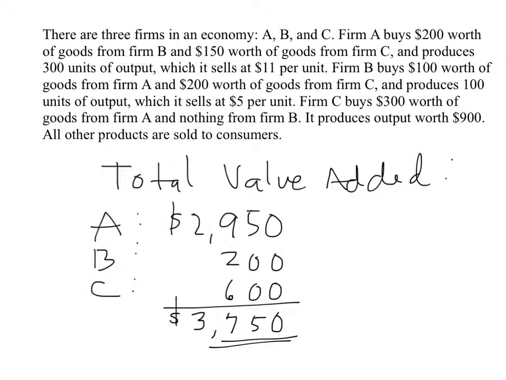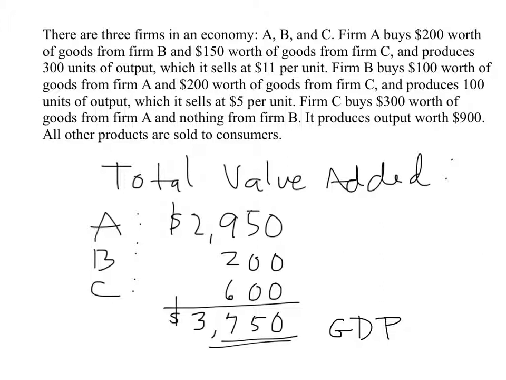So our final step is to compute the total GDP for this economy. So remember, there are just 3 firms in this economy, A, B, and C. So we're going to add the total value added from A, 2950, value added from B, 200, and value added from Firm C, 600, and we come up with $3,750, and this is going to be our GDP for this economy.